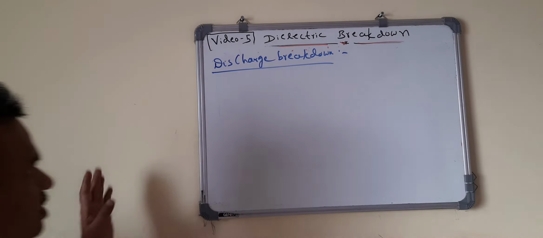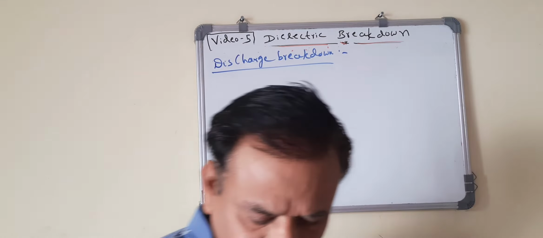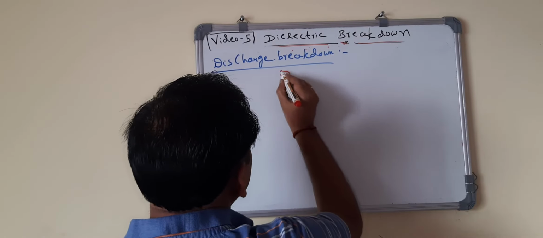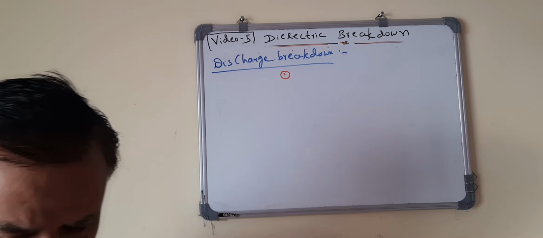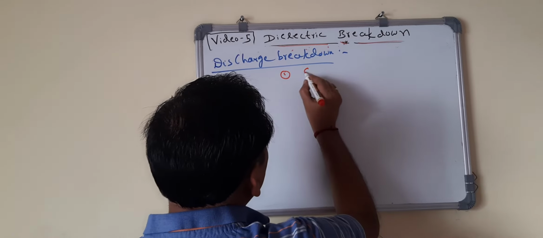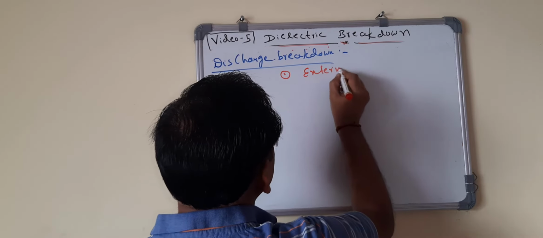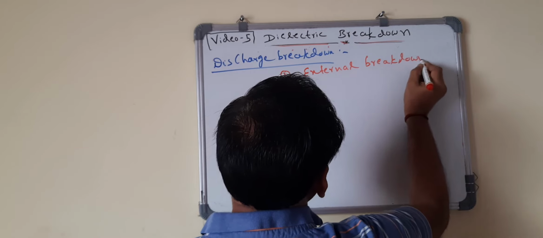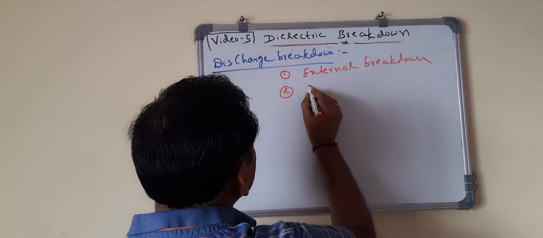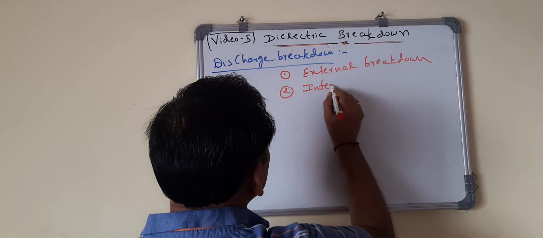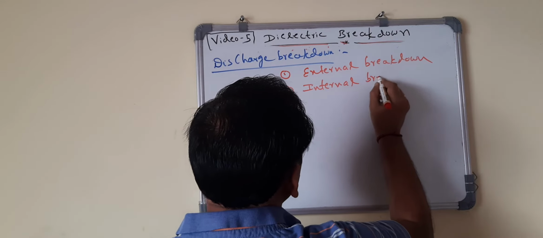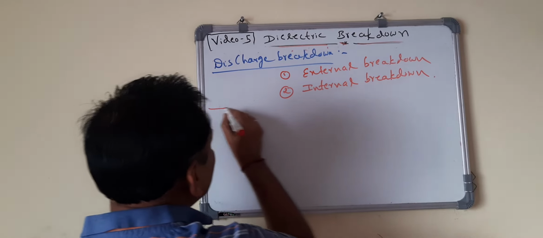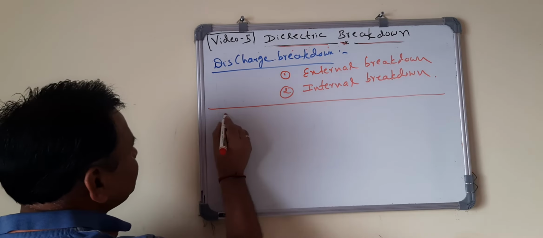Okay, students. Now, the discharge breakdown. Here there are two types of discharge. One is external breakdown, and the second one is internal breakdown. Okay. What is external breakdown?